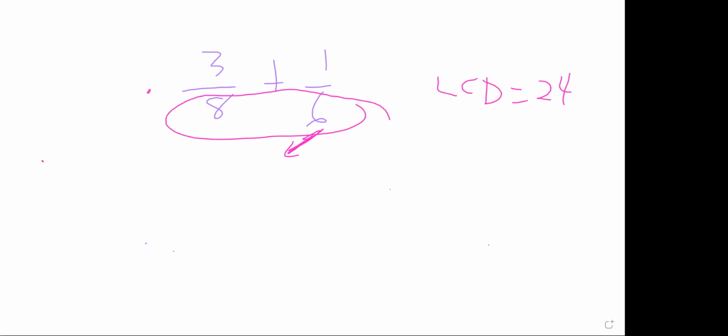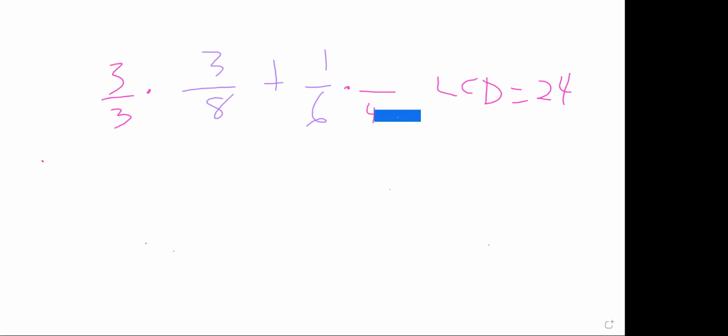Okay, so 8 times what would give me 24? It's going to be 8 times 3. So I'm going to multiply the bottom by 3, multiply the top by 3. And then I go to 6. 6 times what gives me 24 is going to be 4. So I multiply that by 4 and 4.